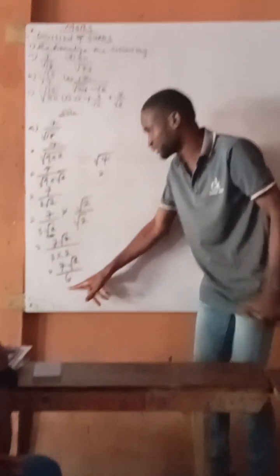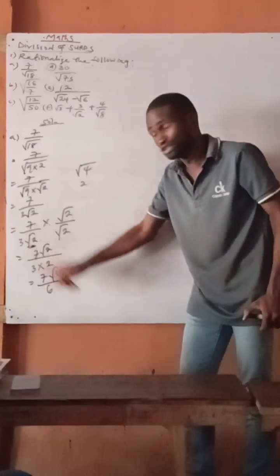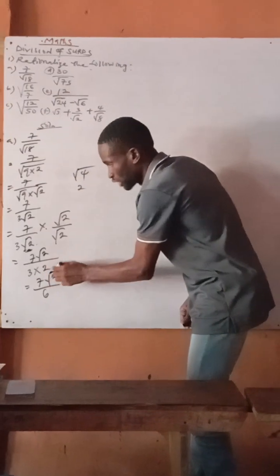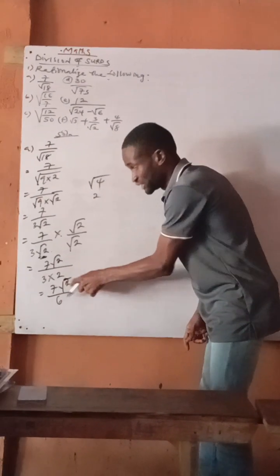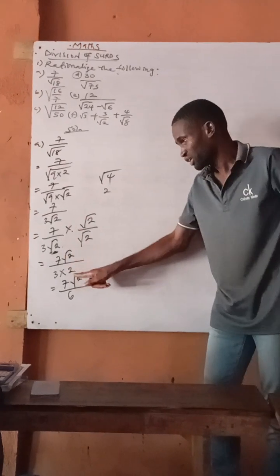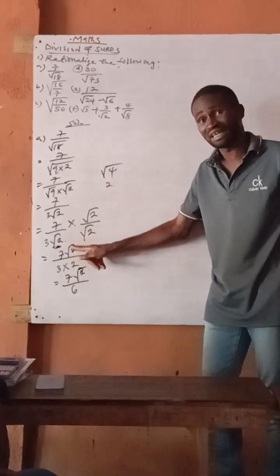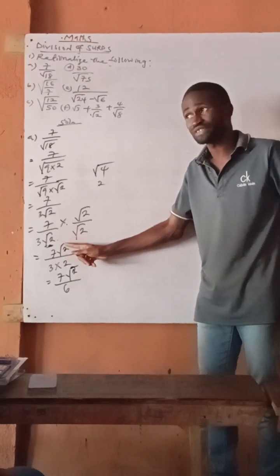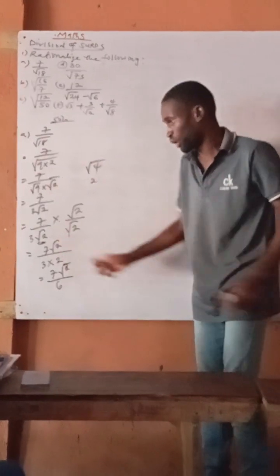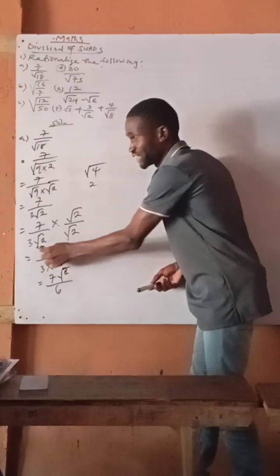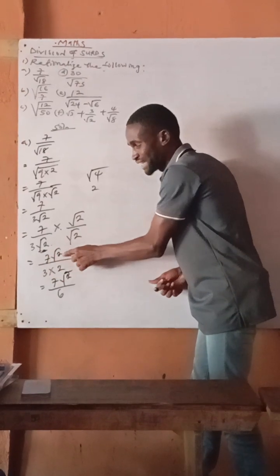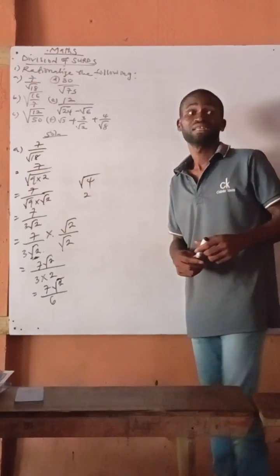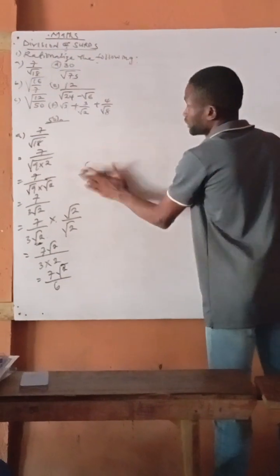Now, you notice that 6 cannot divide this up here. You are not expected to divide 6 and 2. You cannot divide this and this. You don't come and divide 2 and 2 here and say 2 can cancel 2. This thing can never work out. You understand? So what you divide is the coefficient. Divide the coefficient of the root. Don't divide the number inside the root. Do you understand it? Okay, so let's go down to B.